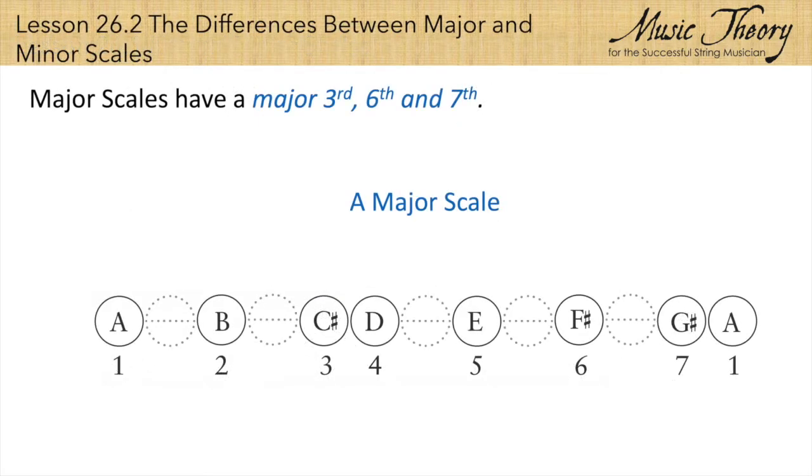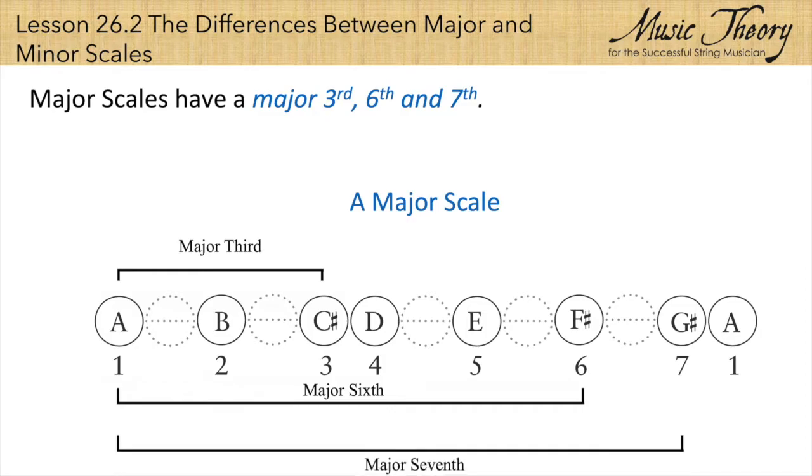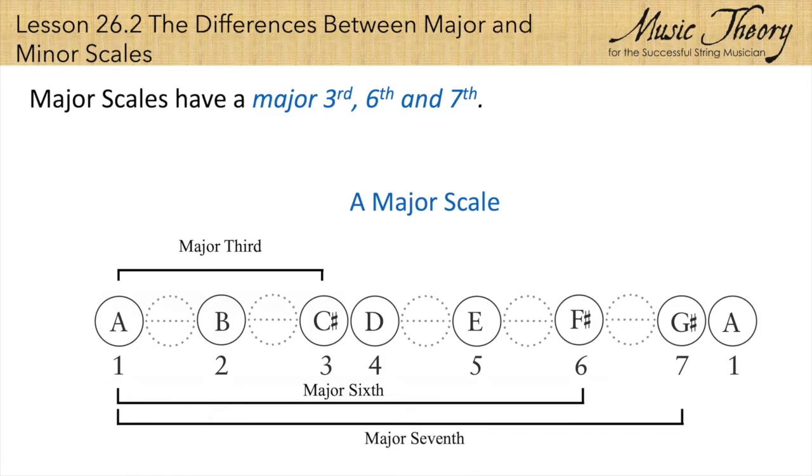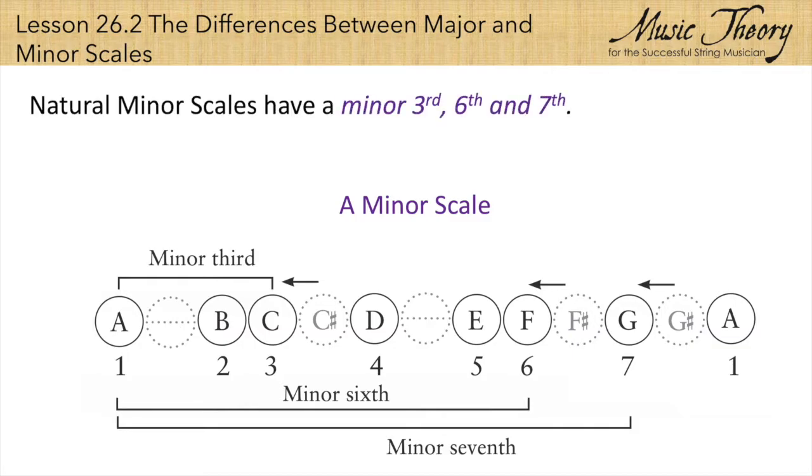Major scales are called major, in fact, because of three very important major intervals. All major scales have a major third, a major sixth, and a major seventh. These scale degrees, 3, 6, and 7, are always raised. Conversely, in a minor scale, these three scale degrees are lowered. So minor scales always have a minor third, minor sixth, and minor seventh. This is why they are called minor scales.